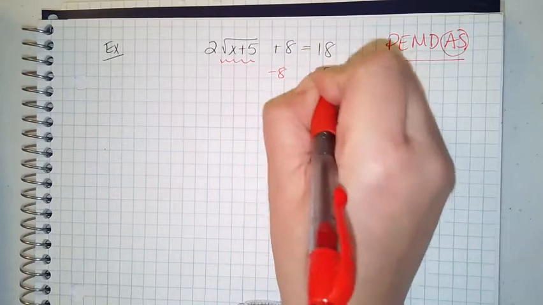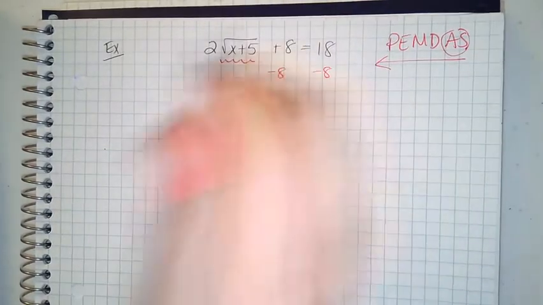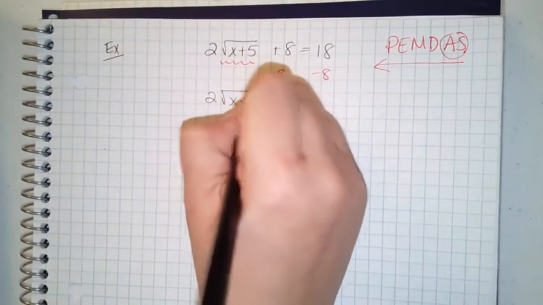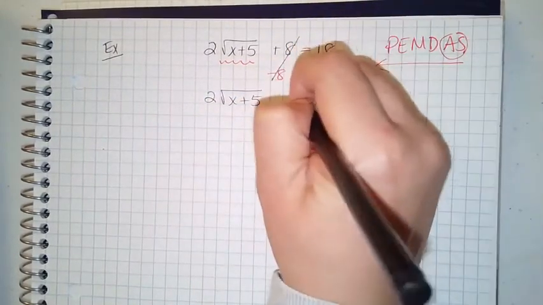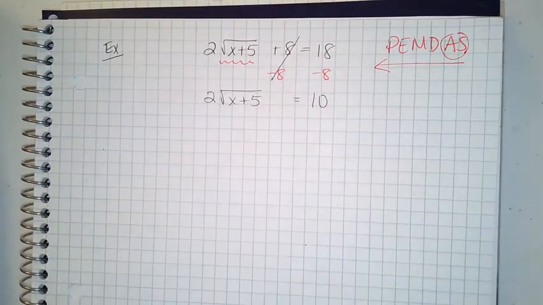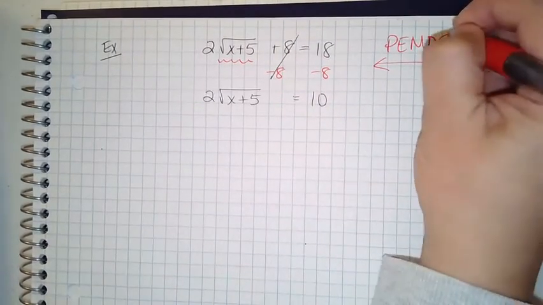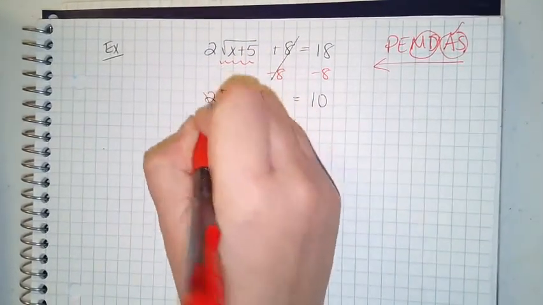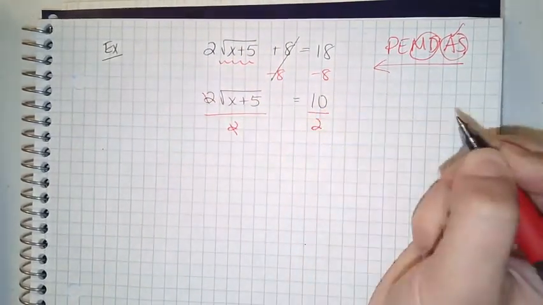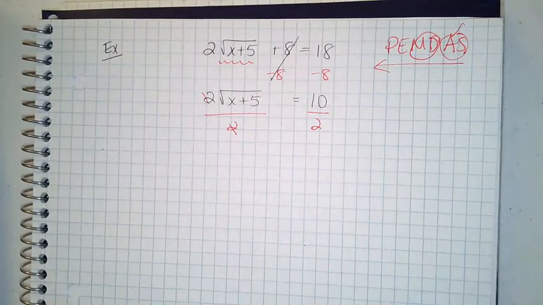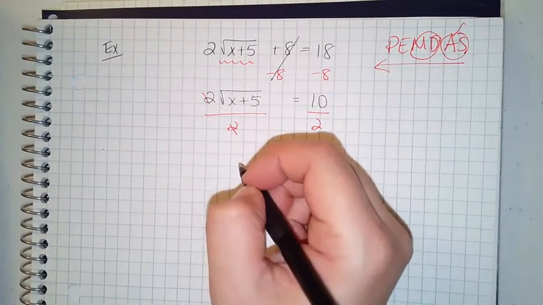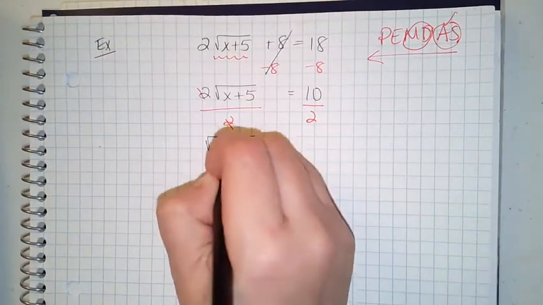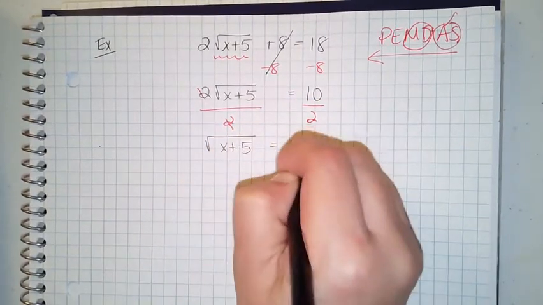So I'm going to subtract 8 from both sides. And I get 2 root x plus 5, those go away, equals 10. And then I want to undo a multiplication or division. So I'm going to divide both sides by 2. And that works out nicely. Nice numbers. And remember, decimals are fine too. It doesn't mean you did something wrong. And then we get root x plus 5 equals 5.